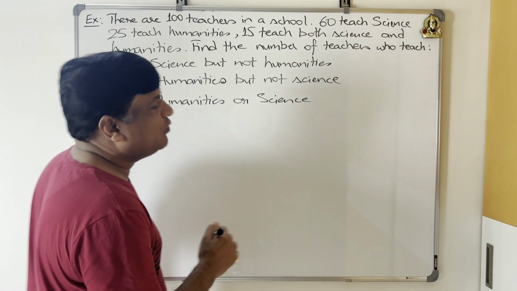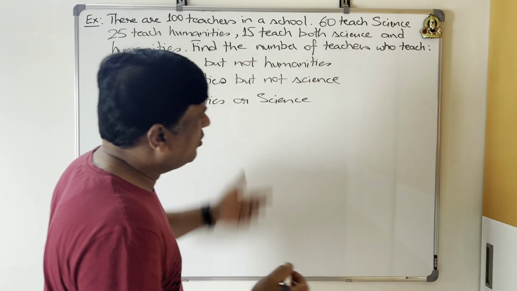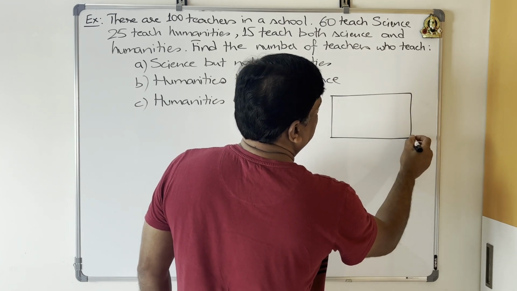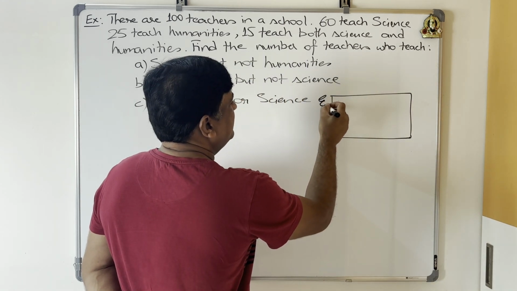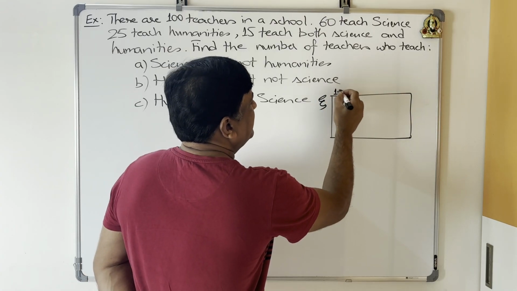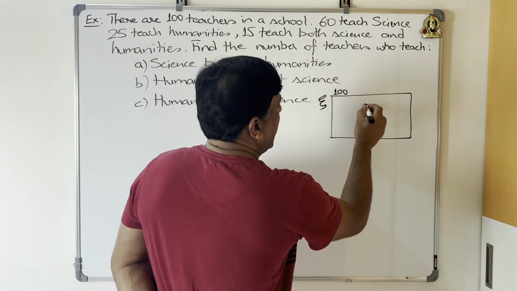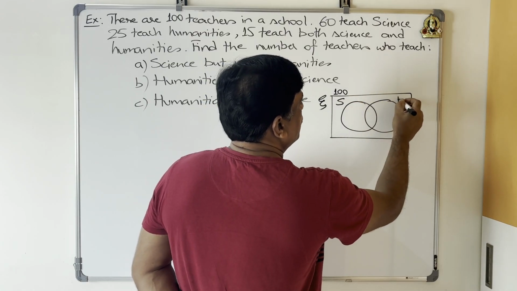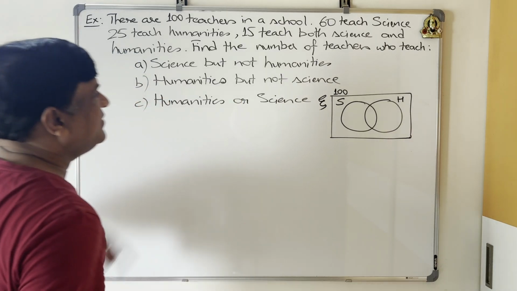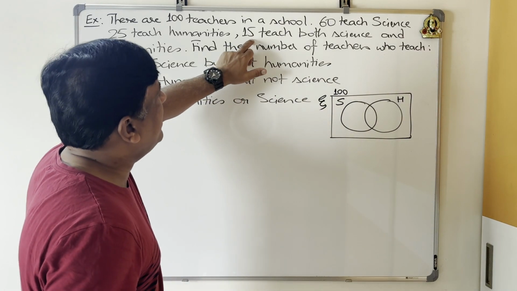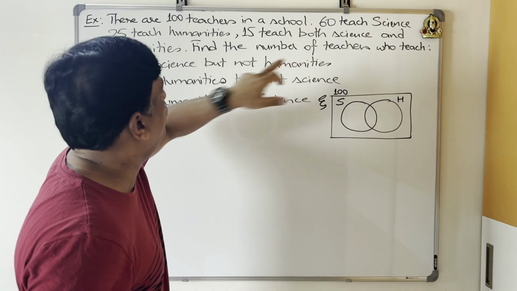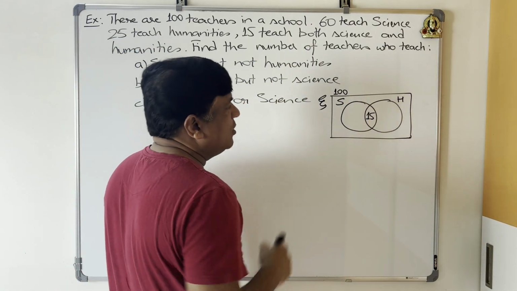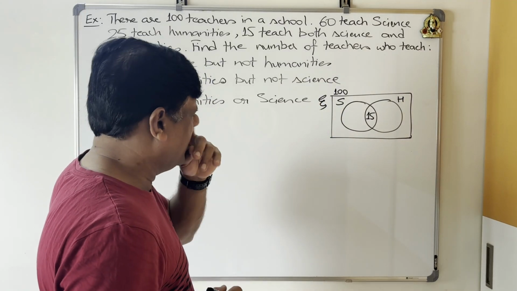First and foremost, you need to draw a small Venn diagram to be very clear about the information given. This is your universe, and the universe has 100 teachers. Suppose these two sets are science and humanities. They have clearly told us that 15 teach both science and humanities, so I can put that number over here.